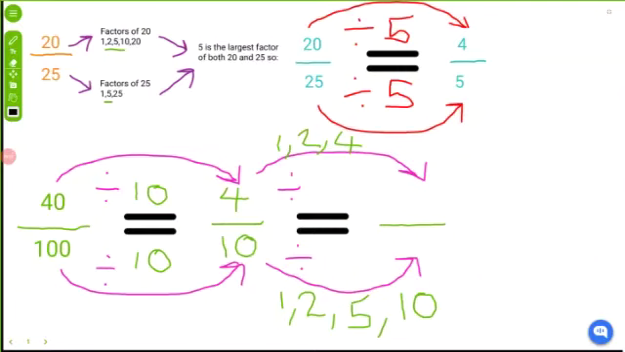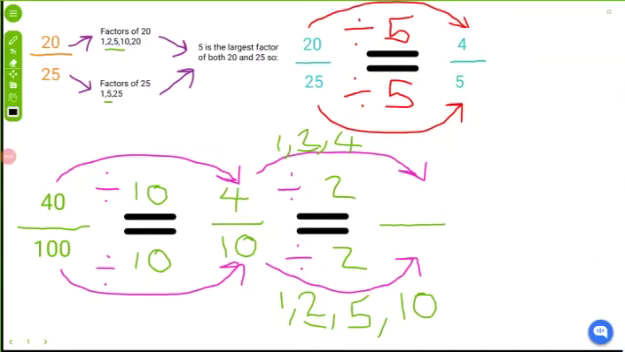So looking at our factors of 4, we have, count with me, 1, 2 and 4. And then looking at our factors of 10, we have 1, 2, 5 and 10. So as we can see, what number do we have in both factors? That's right, 2. So we now know we need to divide our numerator and denominator by 2.